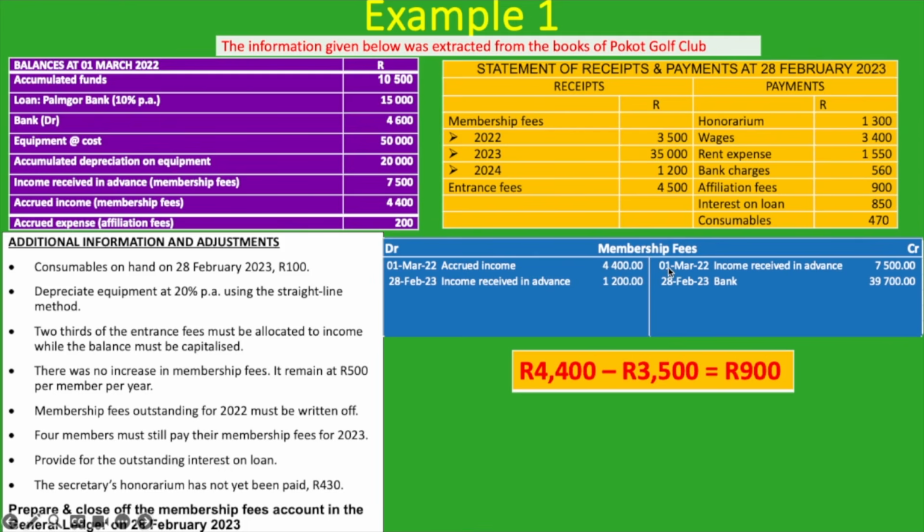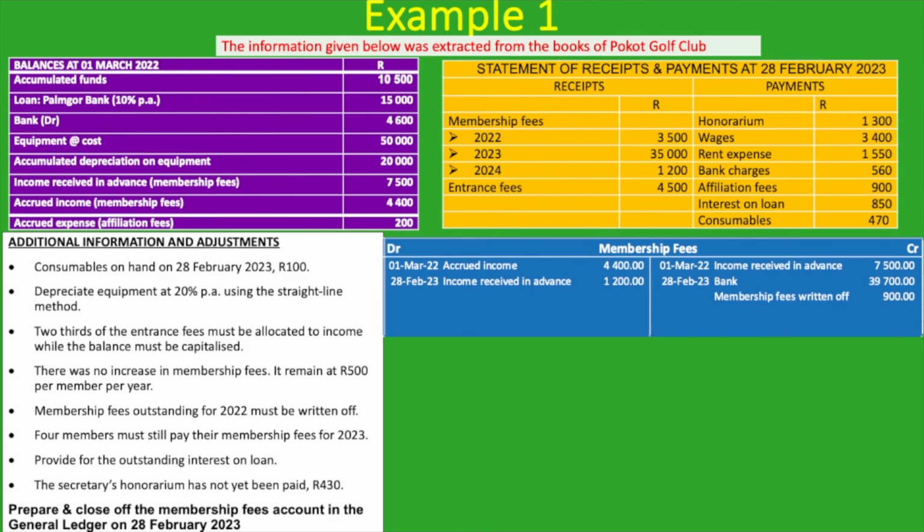Now I need to reverse the 900 Rand because I put 4,400 Rand here. So I need to reverse the 900 Rand, meaning I need to remove it and clear it out, put it as a bad debt. And what's the amount there? 900 Rand. So I'm going to put it on the credit side. So I'm going to credit membership fees written off 900 Rand. And of course, the date is 28th February 2023. That's why I didn't have to put the date here because the above date is okay. I hope that has made sense. Because I put 4,400 on the debit side, I need to reverse the balance which was not paid, which is the 900 Rand membership fees written off.